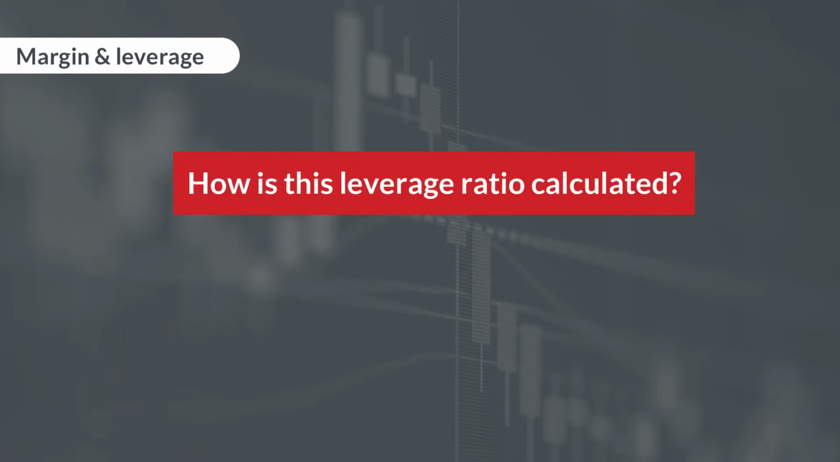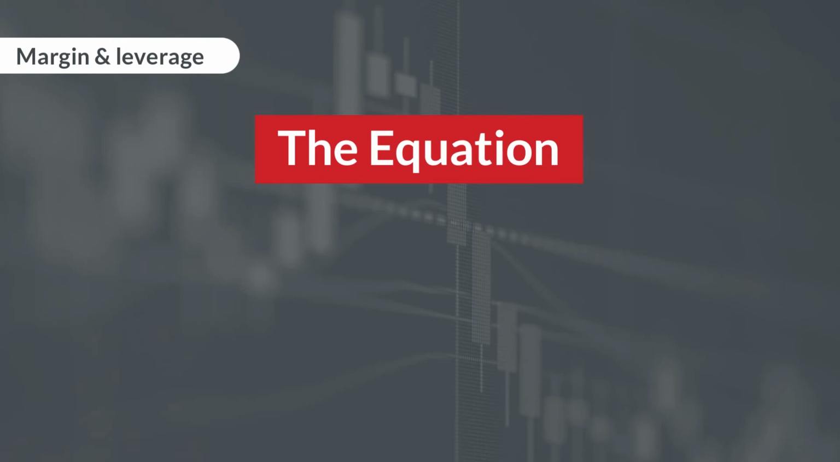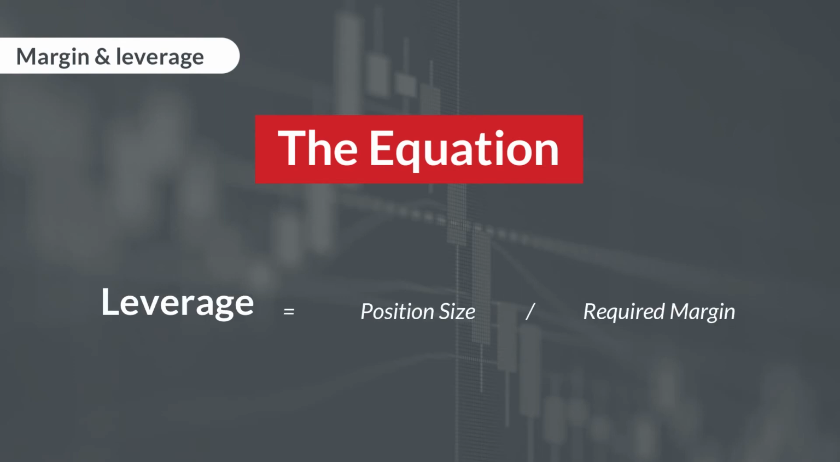How is this leverage ratio calculated? The ratio, or leverage size, is determined by the broker, depending on what they see suitable for their own services. But to calculate it, they need to use two numbers: the size of the trade and the required margin. The equation goes as follows. The leverage equals the size of the position over the required margin. So in this example, the leverage is calculated by dividing 80,000 over 800, which equals 100. Thus, the broker's leverage is 1 to 100.